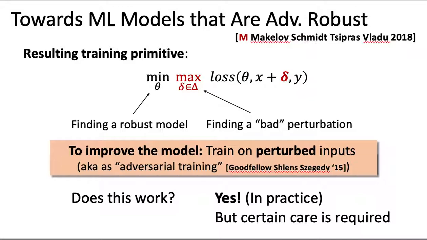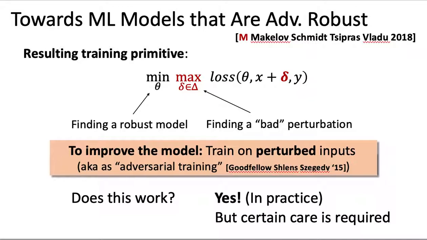So this is called adversarial training, and it's very intuitive to do this, but does it work? The answer roughly is that it works, at least in practice, but you have to be careful how you do it. People tried similar ideas before and it didn't work because there are certain things that are important to get right.